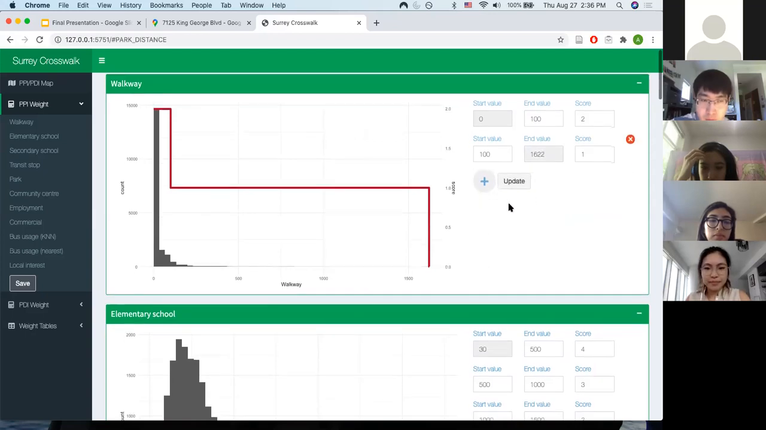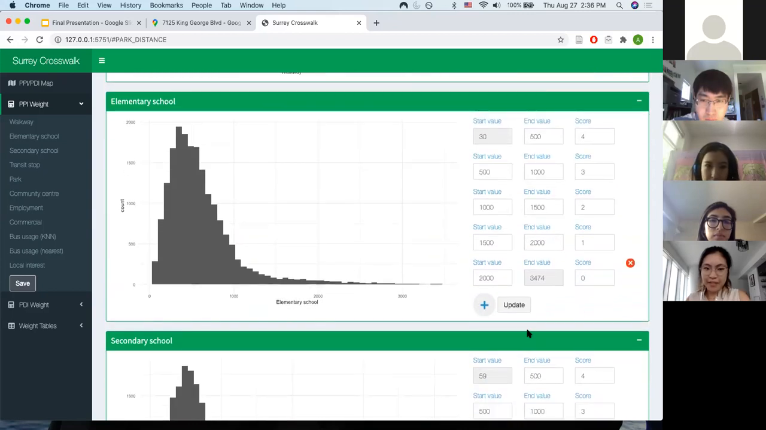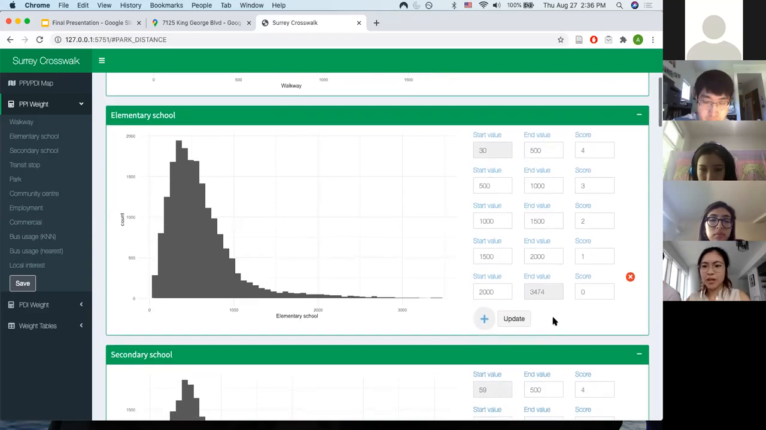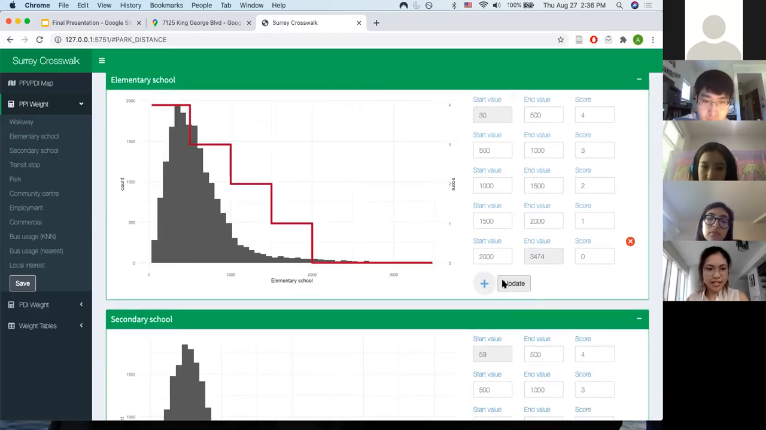And the existing values we have here are default values which we have calculated and determined by looking at other cities as an example, and also consulting the people from the City of Surrey to see what kind of numbers make the most sense. But we do want to give the user a little bit more flexibility if they choose to change these things.